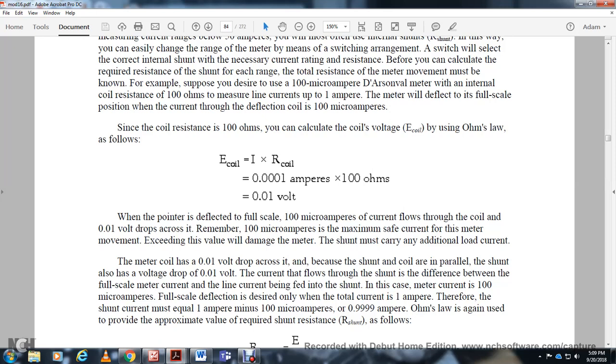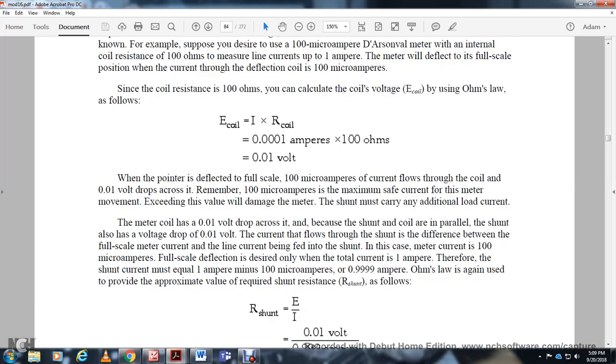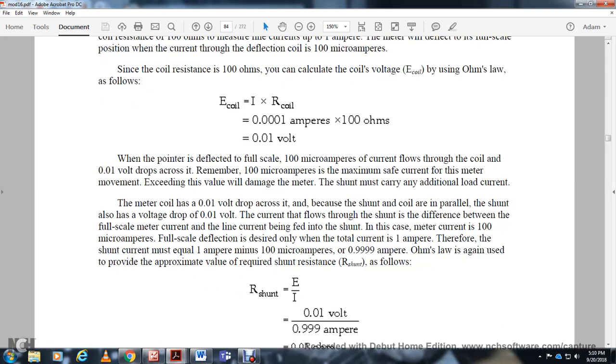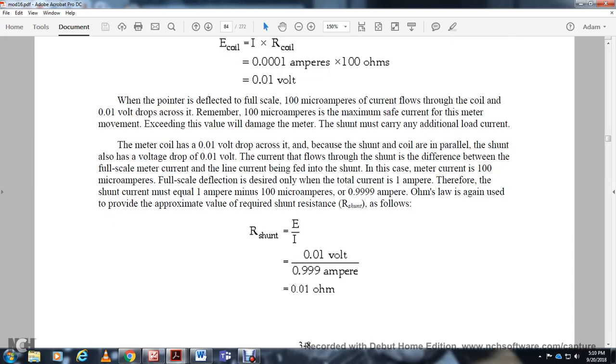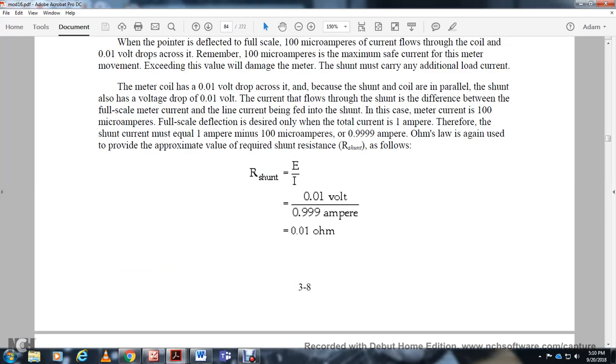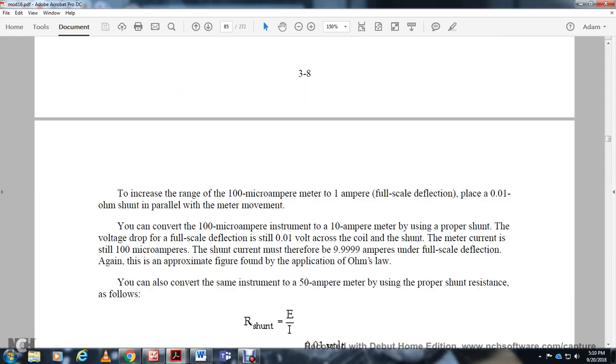0.9999 amperes. Again, this is approximately the figure, and we need the required shunt resistance as well. The required shunt resistance is equal to the voltage over the amps. So you have 100 millivolts over 0.9999 of an ampere, which gives you about a tenth of an ohm.